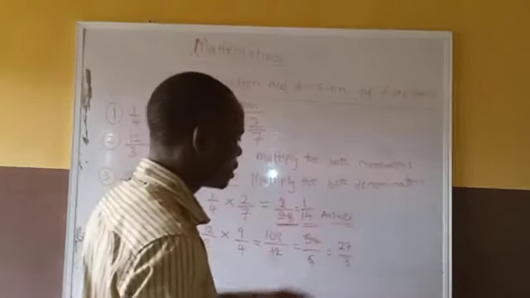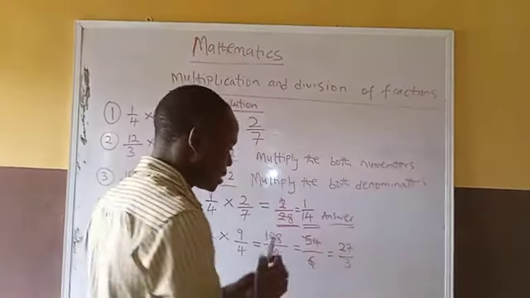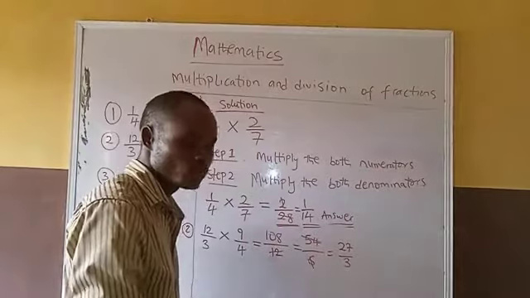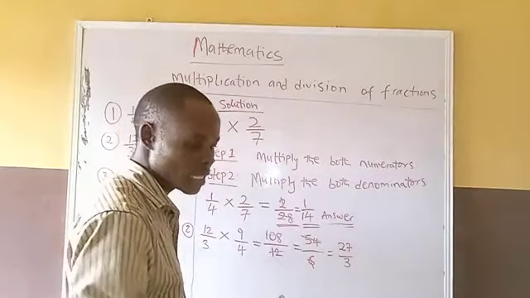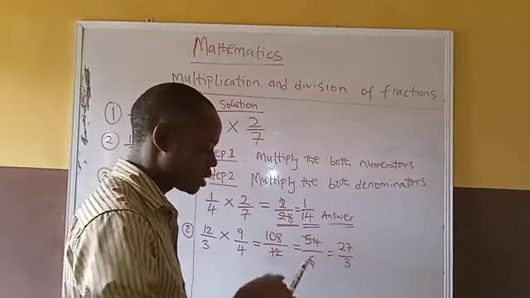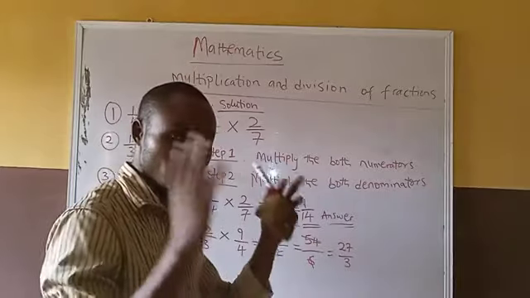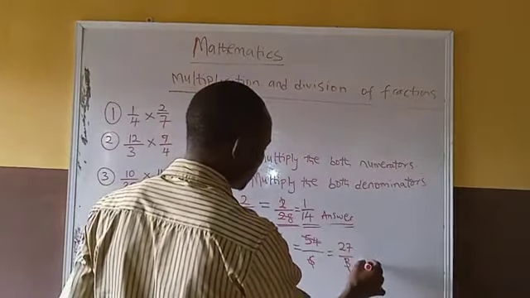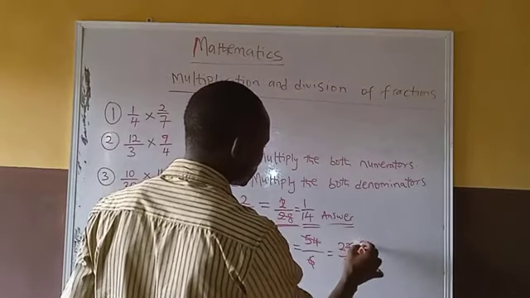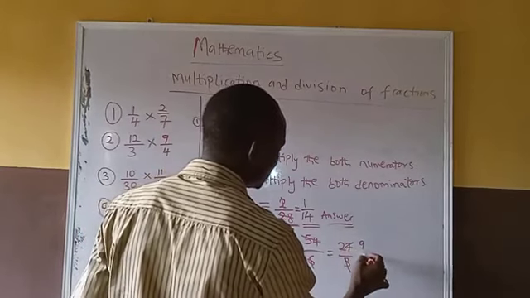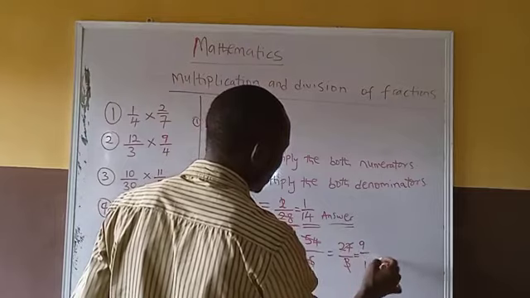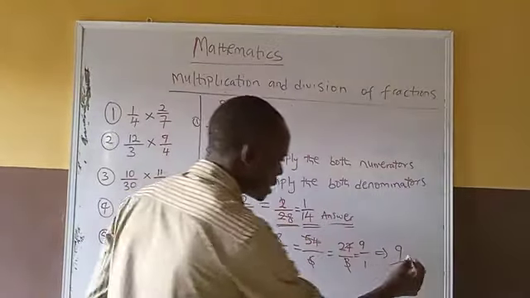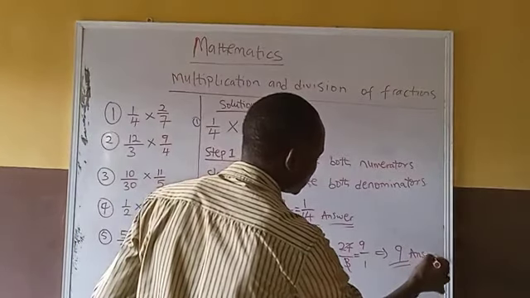Can 3 divide 27? Let's see. 3 times 9. 3 times 2 will give you 18, right? 18 plus 9. 19, 20, 21, 22, 23, 24, 25, 26, 27. So 3 go into 3, 1. 3 go into 27, 9. So our answer will be 9 over 1, which is the same thing as 9. Do you understand? This is our answer.